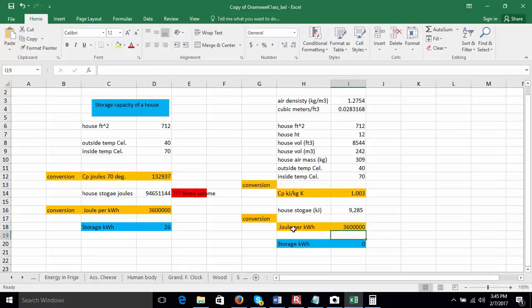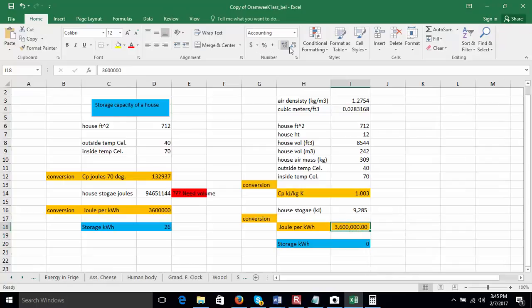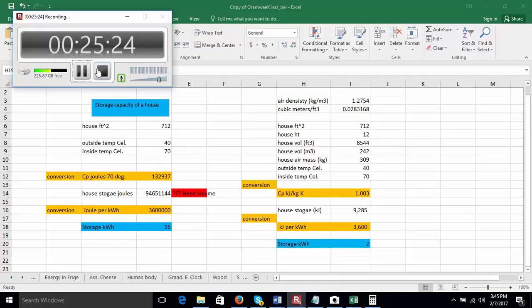Let's check it out. Hang on, let me get this. Oh, I see what you were saying. It's actually 3,600 kilojoules per kilowatt hour, right? Okay, so the deal on units. Here's the deal on units. Glad you asked.